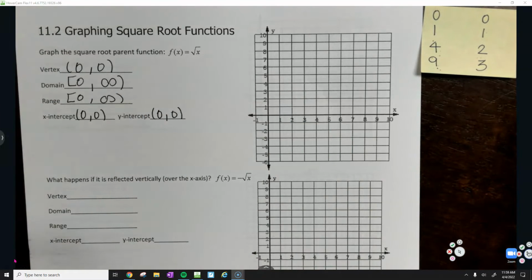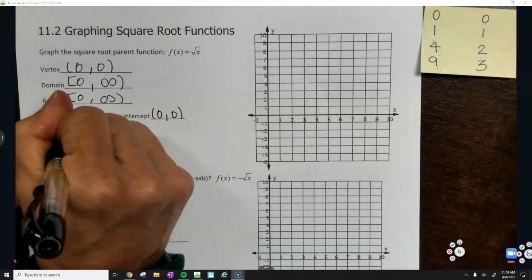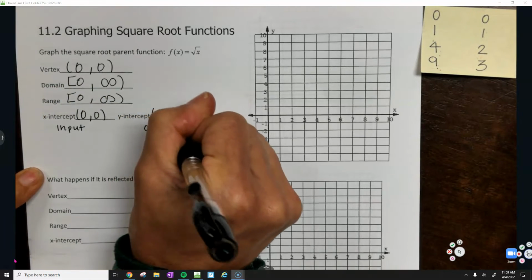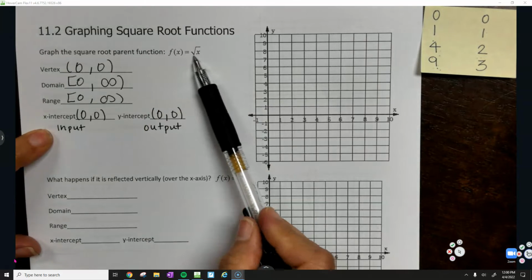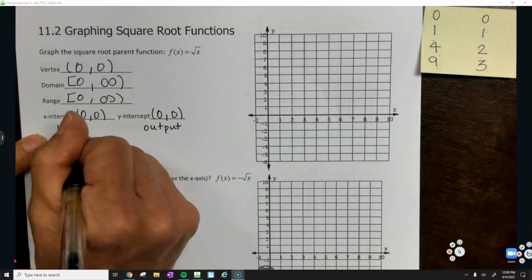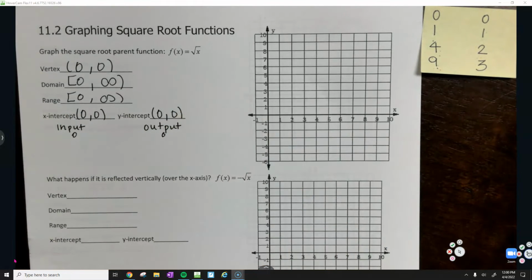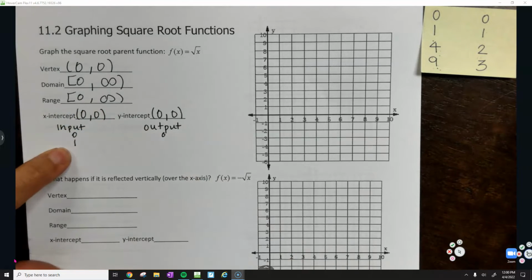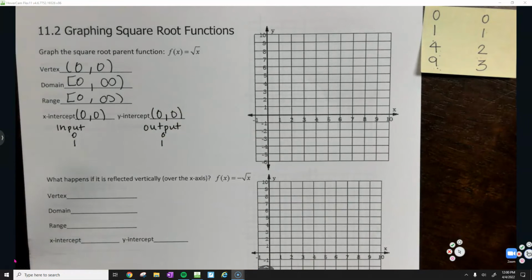So here's the pattern that will save you so much time, guys. Remember, x values are inputs, y values are outputs. And what we're doing is we're putting inputs in here that are perfect squares because we want nice, clean whole numbers for ordered pairs. So when I put in 0, I get an output of 0 because the square root of 0 is 0. Then the same with 1. 1 is a perfect square, and when we take the square root of that, it's 1 also.